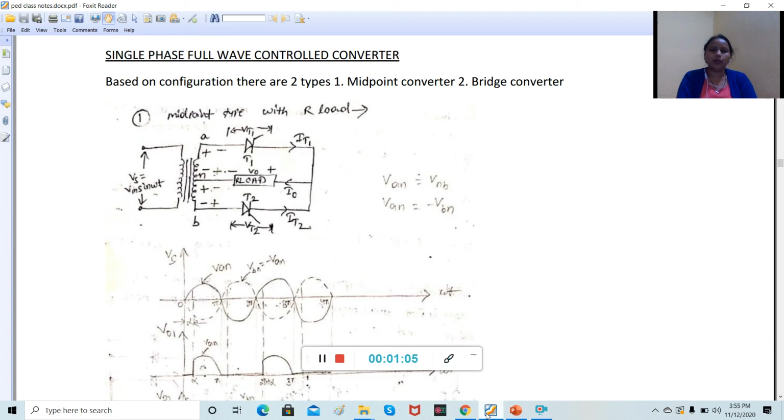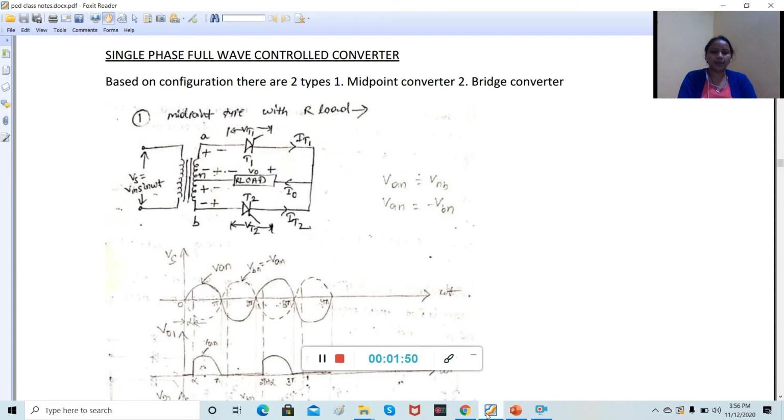part and the waveforms of the various parameters like input voltage, input current, output voltage, output current, current through thyristor, current through load, voltage across thyristor. These are all the different parameters which we will study through the waveforms, and we will derive the respective algebraic equations for output voltage and output current. So the first part is the single phase full wave controlled converter with midpoint type configuration.